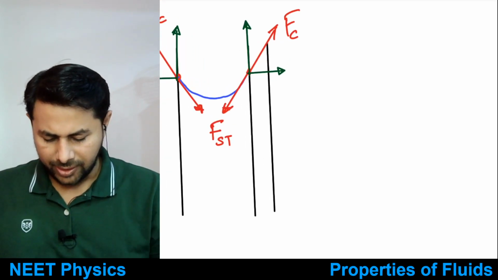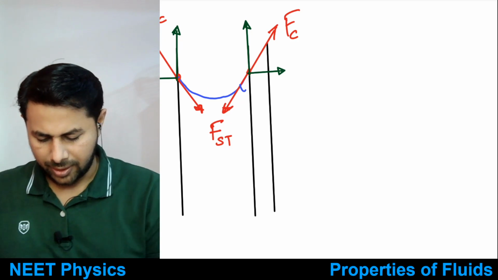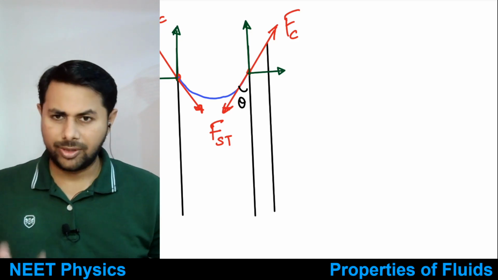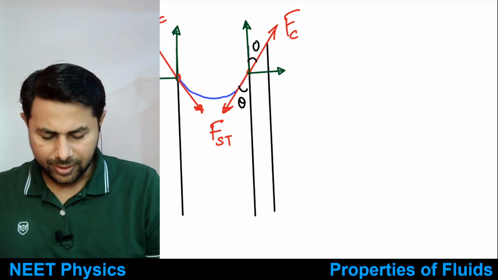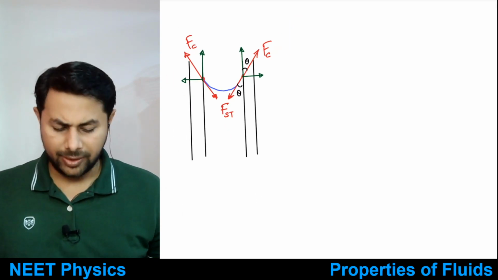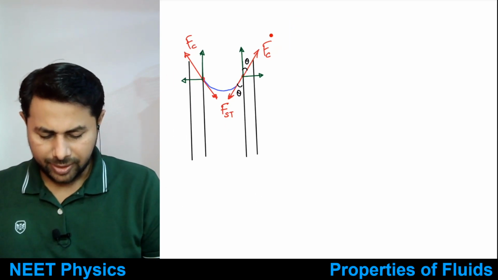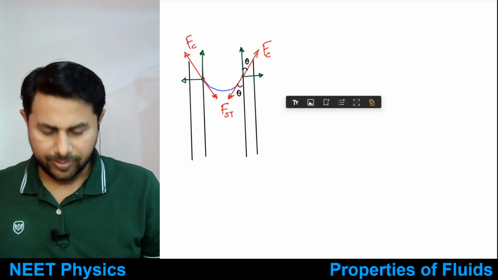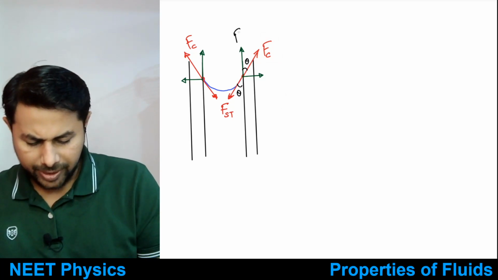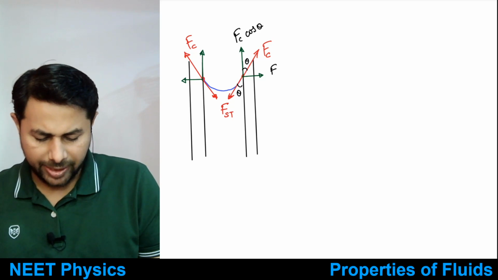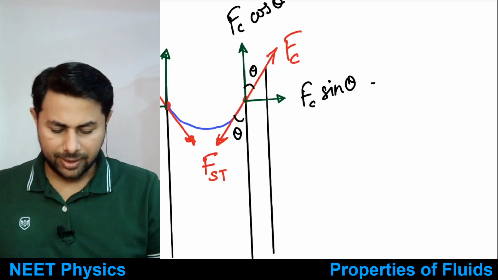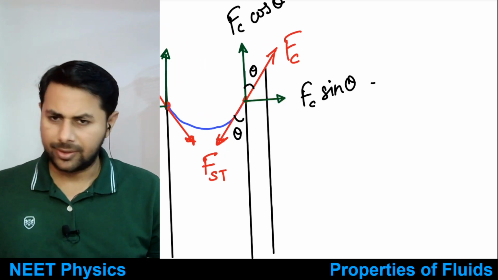So see here, this angle is theta, it is the angle of contact, okay, and the forces would be equal and opposite, right? So this angle is also equal to theta. So now suppose I want to resolve this force into two components. So what would be those two components? This would be Fc cos theta, and this would be Fc sin theta, right? Because this is angle theta, the cos component is along the angle, and the sin component is away from the angle.